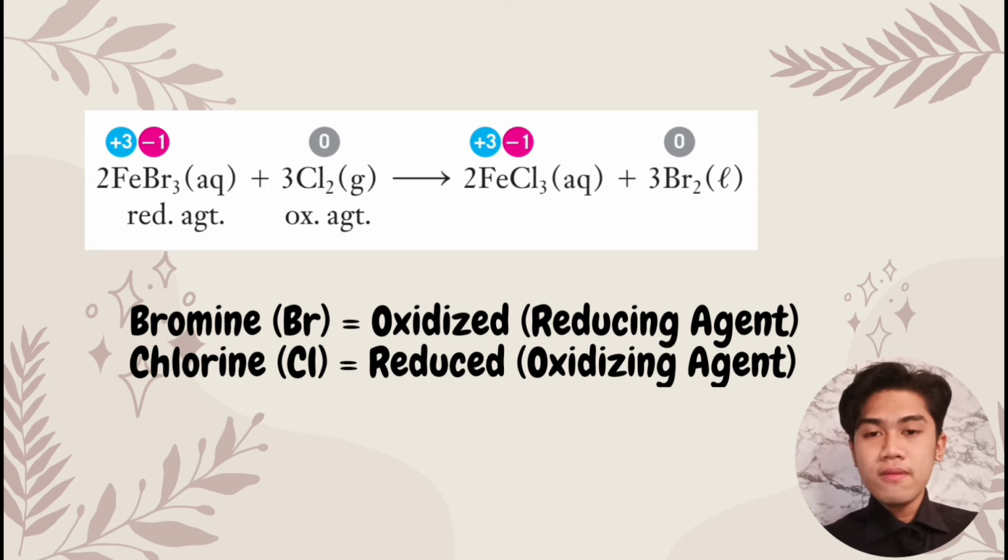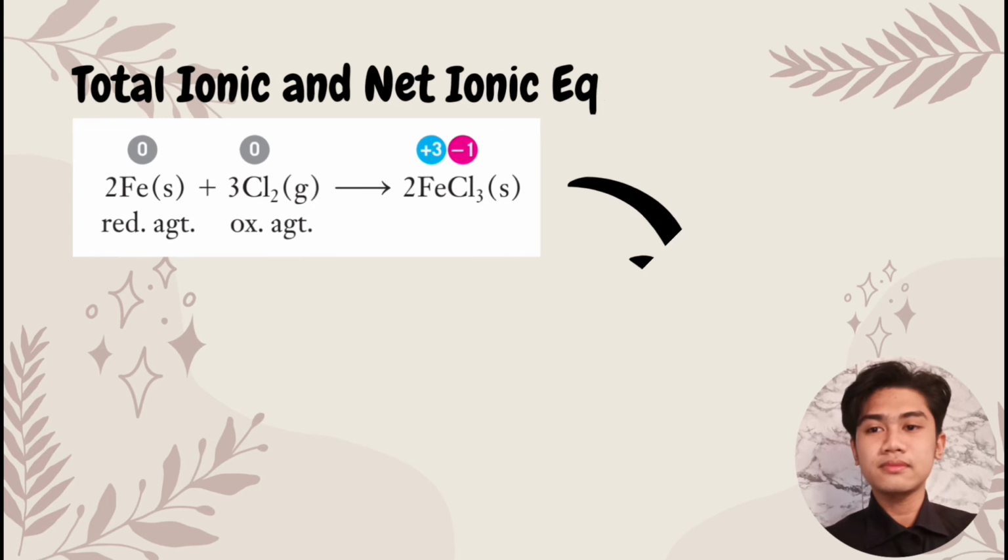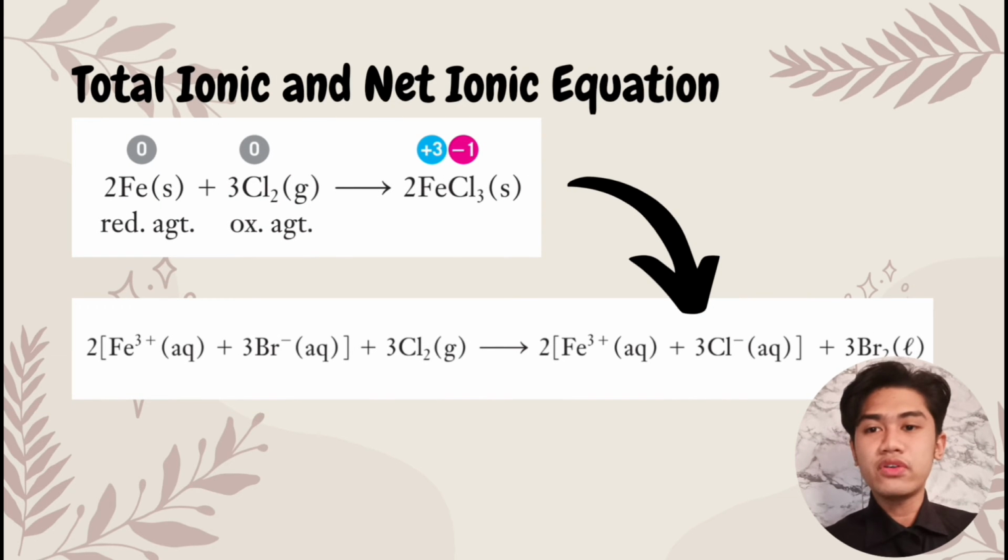So therefore, bromine is the reducing agent and chlorine is the oxidizing agent. Equations for redox reactions can also be written as total ionic and net ionic equations. For example, let's use the previous example, the equation before. The second equation may also be written as, take a look at the picture.